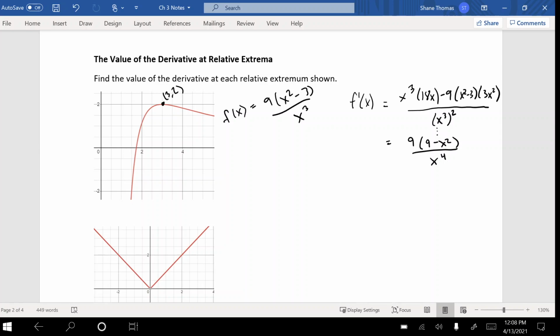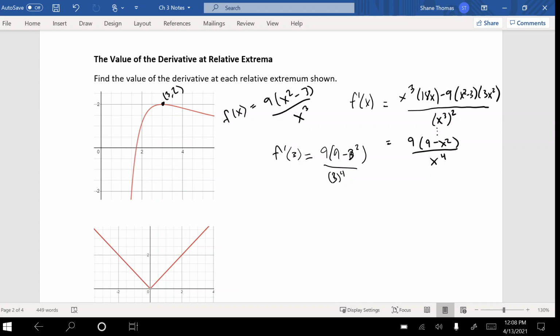All right, so we want to evaluate the value at that max point. Well, my max point is (3, 2), so I am worried about f prime of 3. Okay, so I can go ahead and plug that in. 9 times (9 minus 3 squared) over x to the fourth. Can't even read my writing. Should be 3 to the fourth.